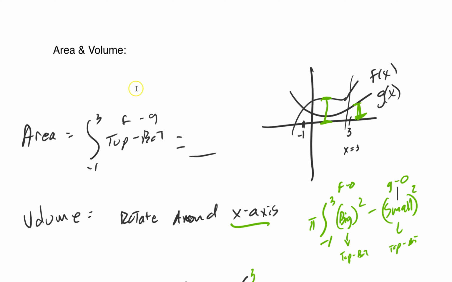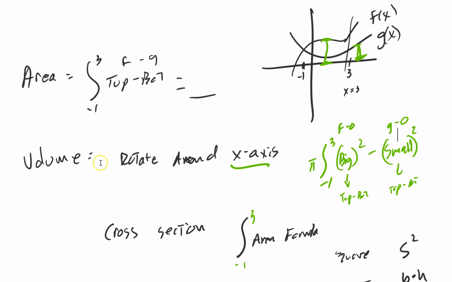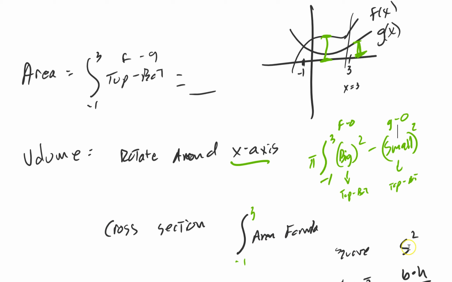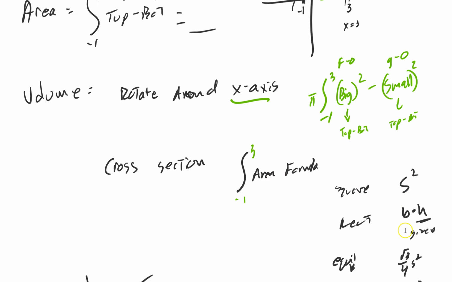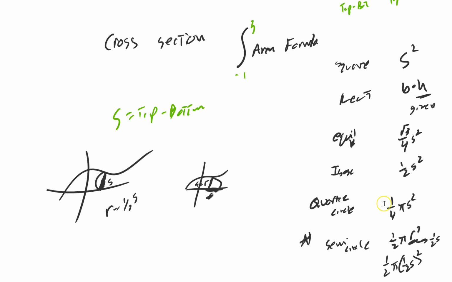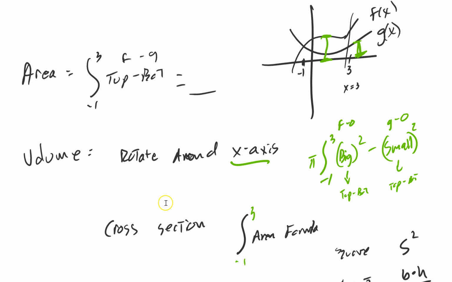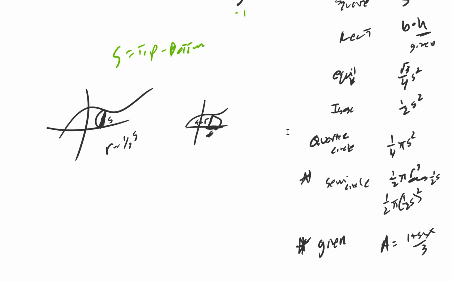So that's how you do area and volume, right? So area is top minus bottom. Much like cross section, that's how you find your s also. By the way, s over here, guys, this is top minus bottom. Just like area. It just all depends on what the formula is you're using. Volume, when you rotate it, that's the one with pi and you square them. And it's big minus small. So it's all that. Let's go over examples.